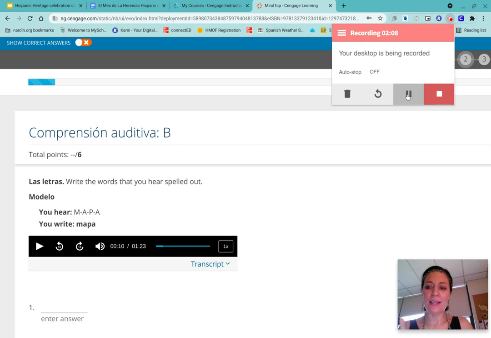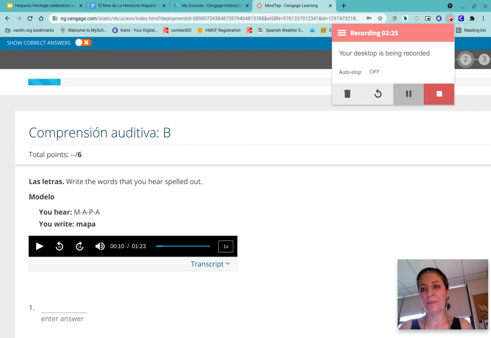In the textbook, remember that W is doble ve, or it could also be doble u. And then I have heard people say i griega for Y. So if you hear that, it's not common, but if you hear that in the letters, then that could be Y.